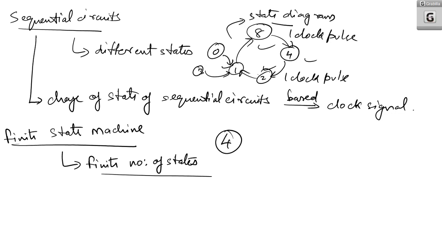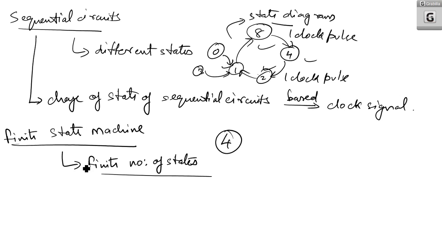For example, if you are having a ring counter, again I am taking the ring counter as an example. There, if you are having only 4 states, then it can be considered as a finite state machine. Whereas if you are going into some other state or an infinite number of states, you cannot say that it is a finite state machine. So a finite state machine is basically a sequential circuit itself, but the only condition is it contains a finite number of states.